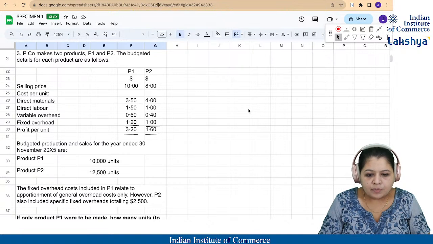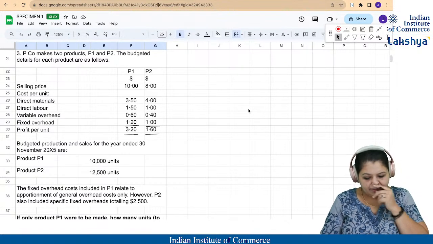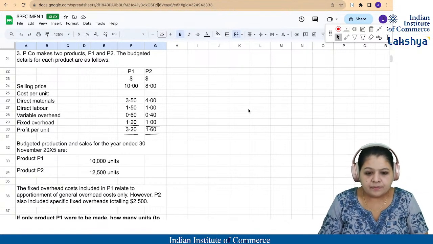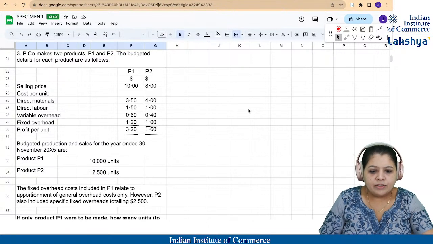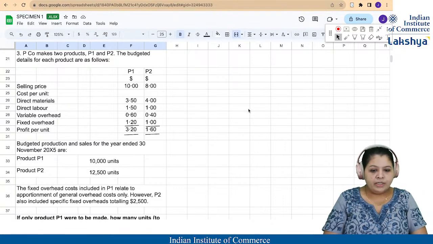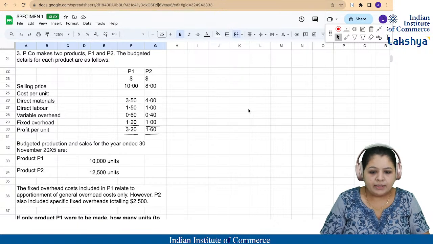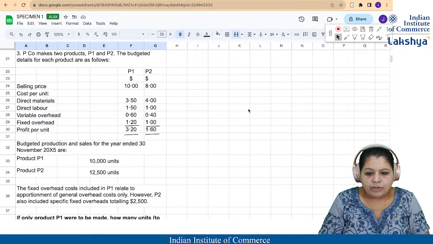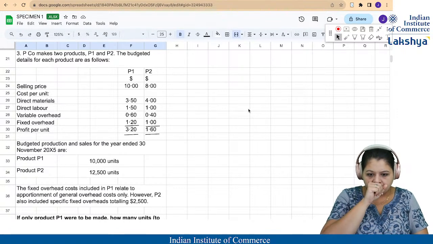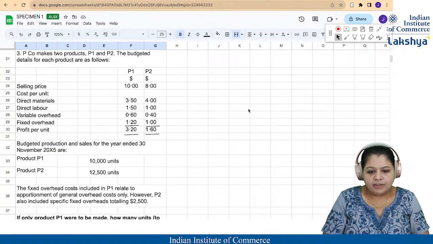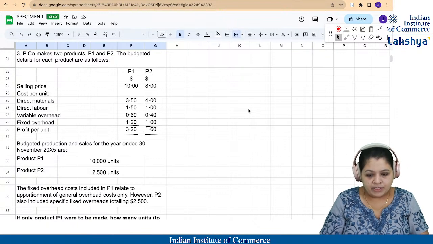Variable overheads are 0.6 and 0.4. Fixed overhead is 1.2 and 1. And that gives you profit per unit, which is 3.2 and 1.6. What you have here is your budgeted sales and production for both the products, 10,000 and 12,500 units respectively.